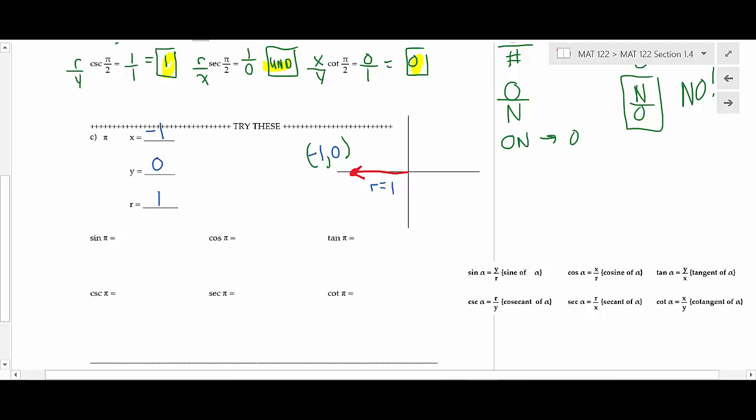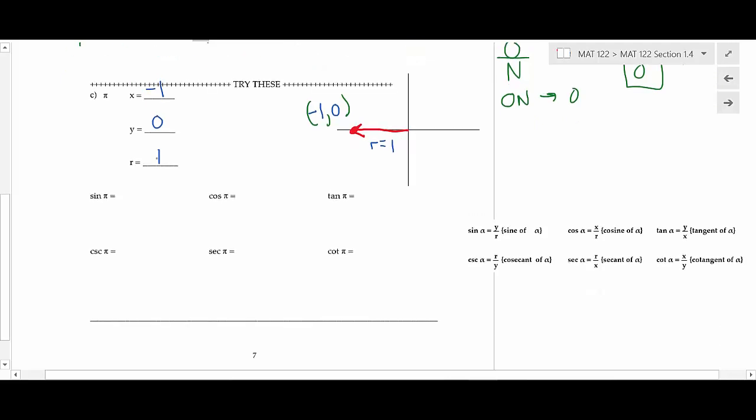Okay, so that's the whole key to getting these problems worked out, is to know what x, y, and r are. Okay, so the sine is y over r, let's go ahead and do the sine and cosecant. So the sine would be 0 over 1. So the sine of pi radians is 0. The cosecant is the reciprocal, so that would be undefined. So you cannot get an answer to the cosecant of pi radians.